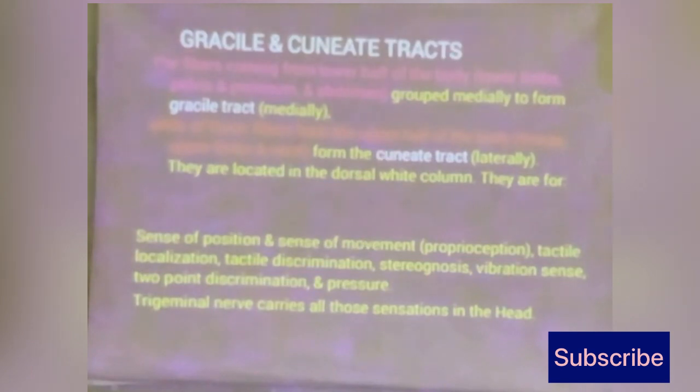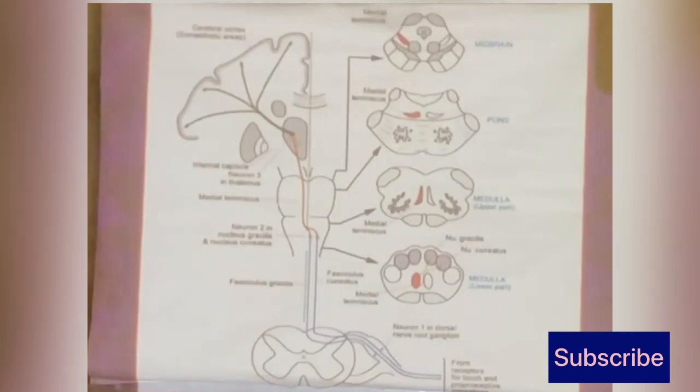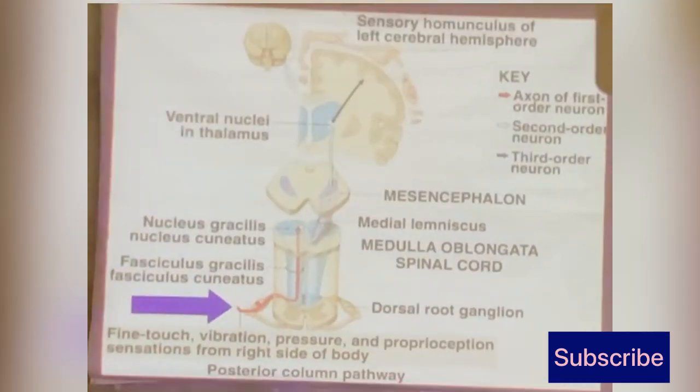As I told you before, the trigeminal nerve is the one that carries all those sensations in the head, be it pain, temperature, crude touch, pressure, sense of position, sense of discrimination, sense of tactile, whatever, they have all been carried by this trigeminal nerve. So we have seen this. This is just the tracts. I've already discussed those tracts. I'm not going to discuss the first order, second order, because I discussed those before with you. So this is just the 3D slide for the gracile tracts and what have you.